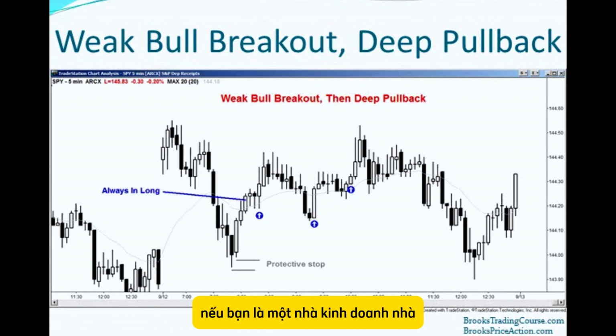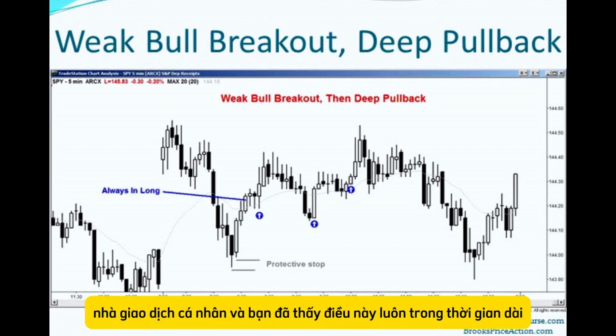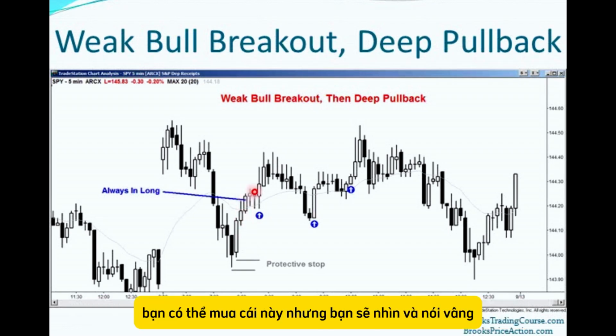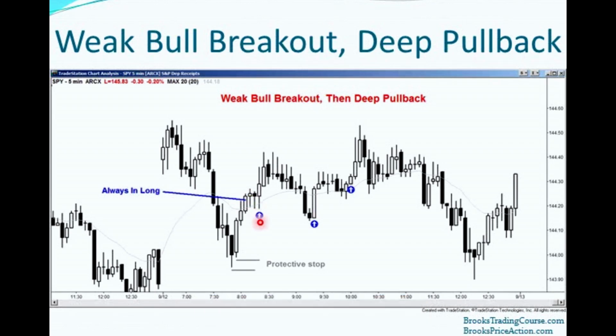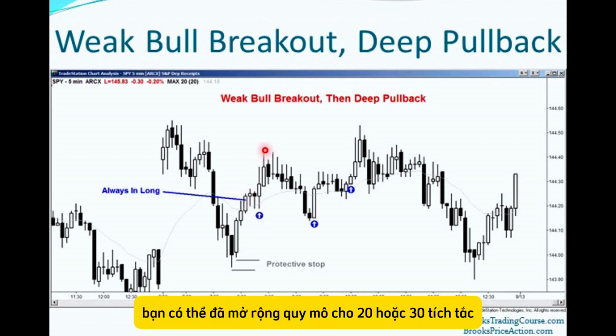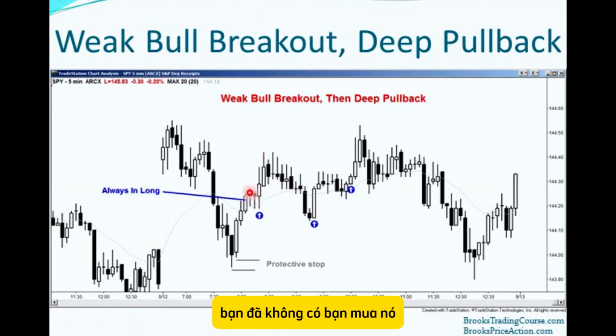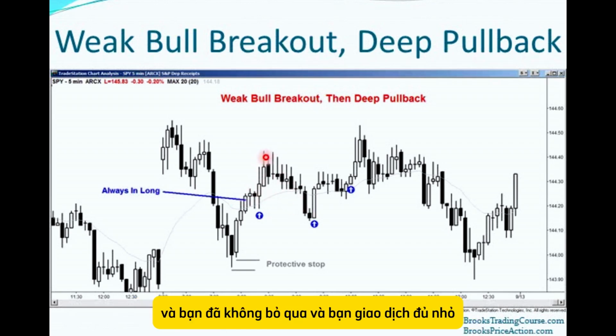If you're a home trader, an individual trader, and you saw this always in long, you'd probably buy that close. You might buy this, but you'd look and say, it's good enough to flip it to always in long, but it's not all that strong, so there probably will be a deep pullback. Had you bought this, you might have scalped out for 20 or 30 ticks, expecting a deeper pullback. Had you bought it and you did not scalp out, and you traded small enough, you would have looked to add on during a pullback.